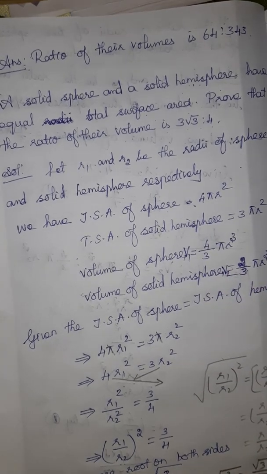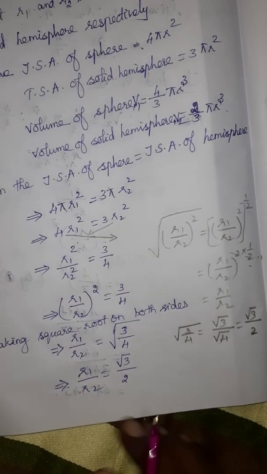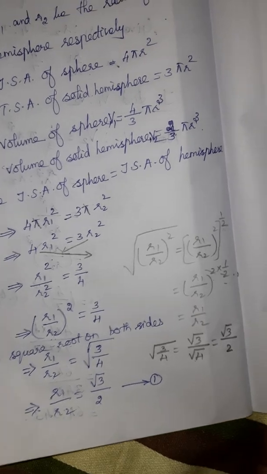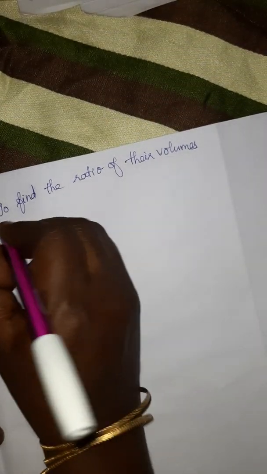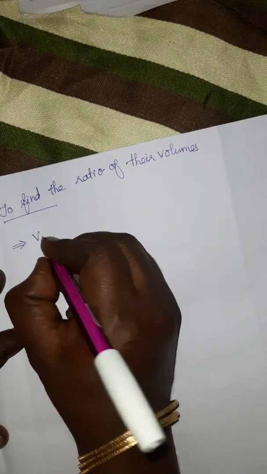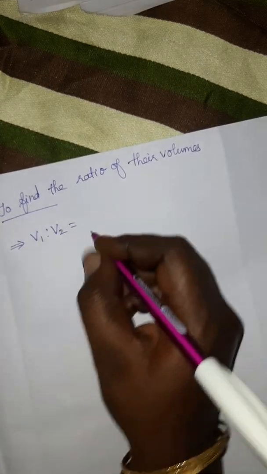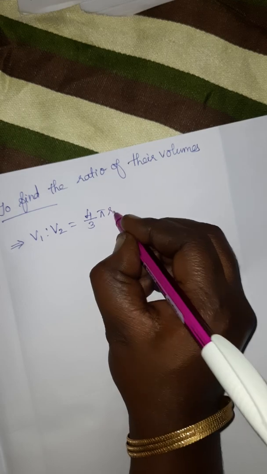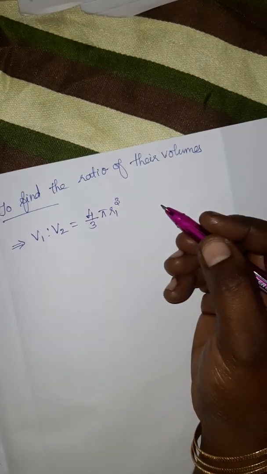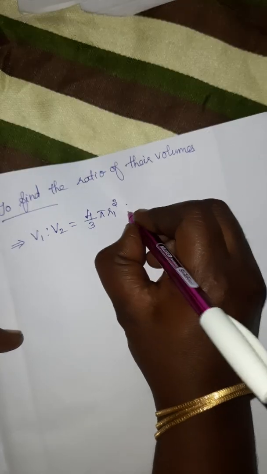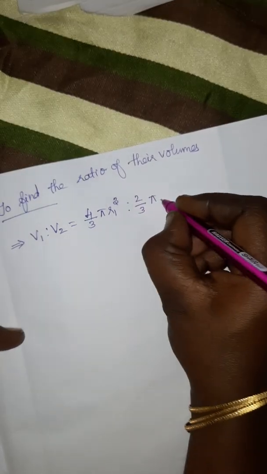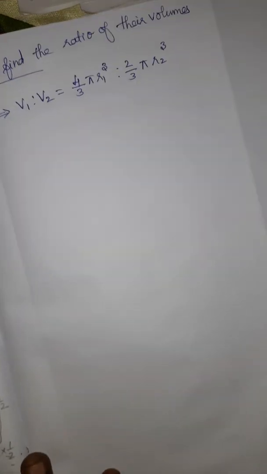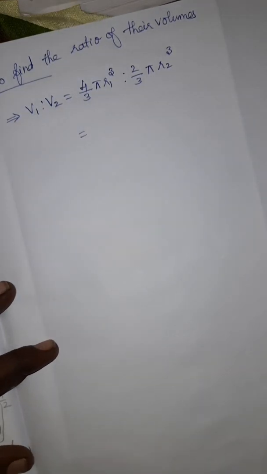Now here we already completed this r1 by r2. Now you can take this as equation number 1. This we will use in the ratio of volume. So here the ratio of their volumes we need to find out, which implies V1 is to V2 is equal to, what is the V1 value? 4 by 3 pi r1 cube. The radius of the sphere is r1, so r1 cube is to 2 by 3 pi r2 cube. Are you clear?